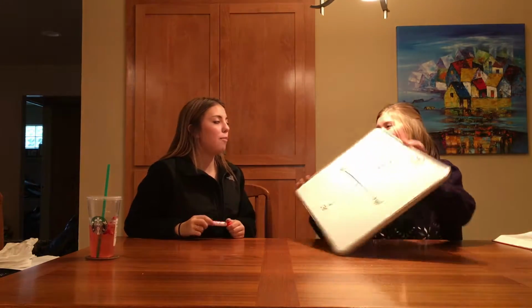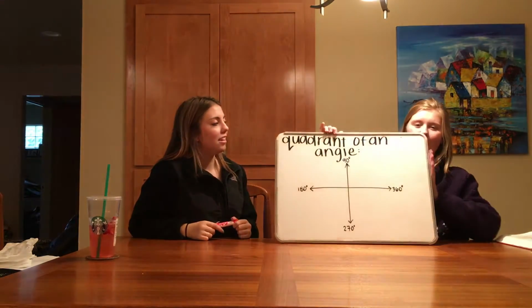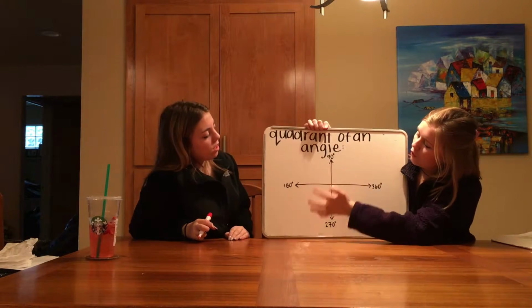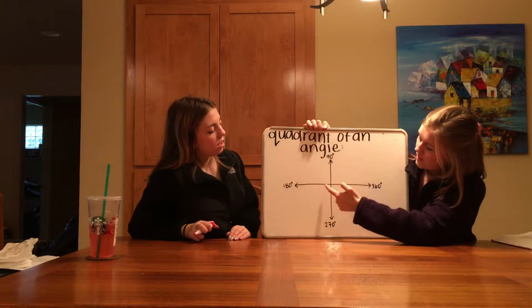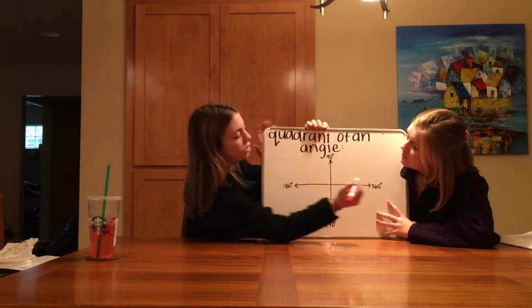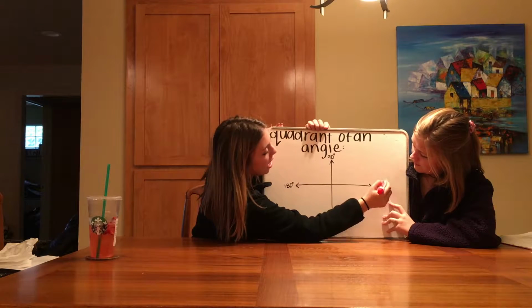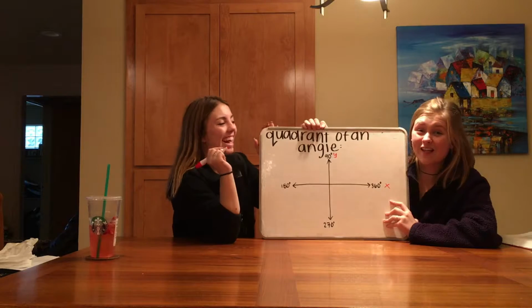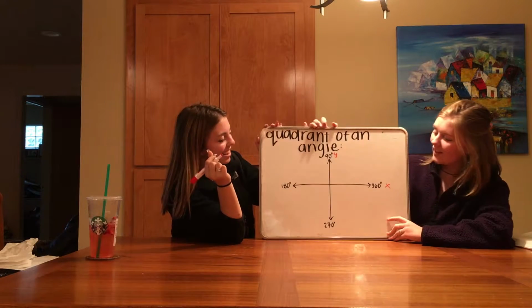Okay, so we're back on to our next topic: quadrants of an angle. For the quadrant of an angle, you start out with a full graph, which means you have your x-axis right here and your y-axis right here. So boom, that's your full graph right there.